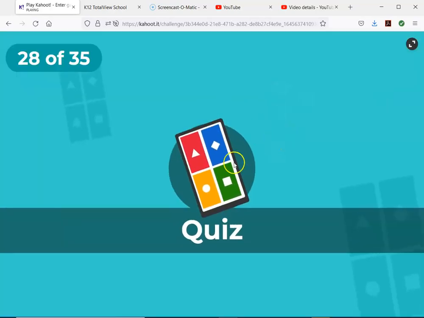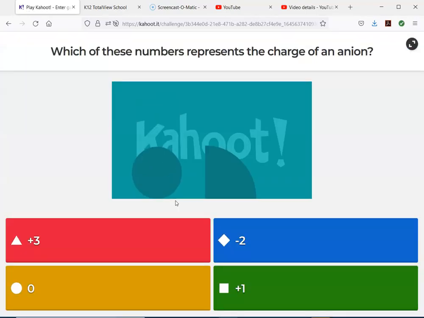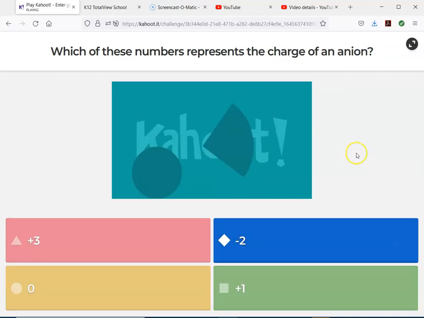All right. Number 28. Which of these numbers represents the charge of an anion? Ions that are negative. Only one of these is negative.